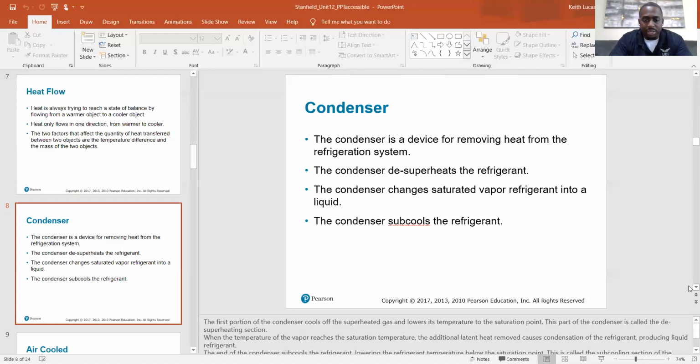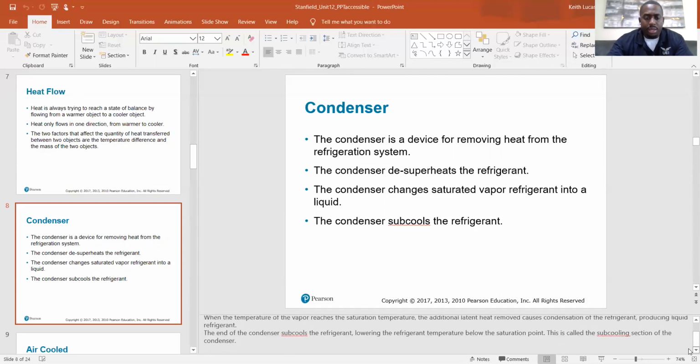The first portion of the condenser cools off the superheated gas and lowers its temperature to the saturation point. This part of the condenser is called the de-superheating section. When the temperature of the vapor reaches the saturation temperature, the additional latent heat removed causes condensation of the refrigerant and produces liquid refrigerant. The end of the condenser subcools the refrigerant, lowering the refrigerant temperature below the saturation point. This is called the subcooling section of the condenser.